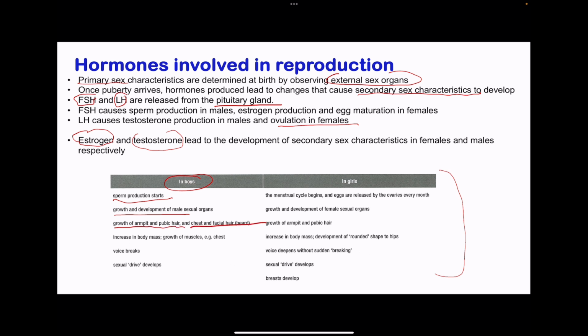There is increase in body mass, growth of muscles, and so many more. The voice is going to break, and there is going to be a higher sex drive.